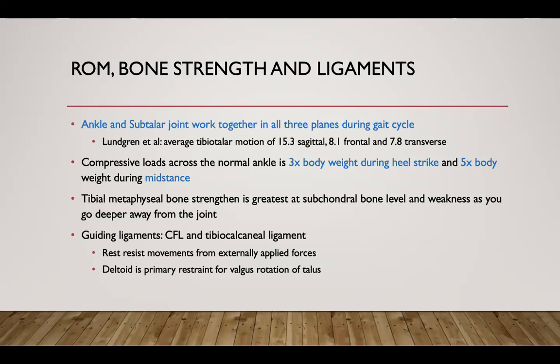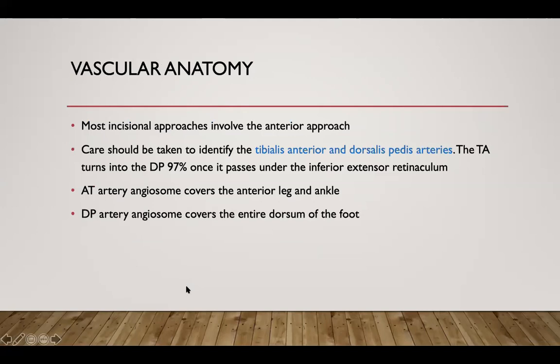The tibial metaphyseal bone strength is greatest at the subchondral bone level, and it gets weaker as you go away, so you have to keep that in mind. And then you always want to look at the CFL and the tibiocalcaneal ligament whenever you want to do a fusion or replacement and see how they're functioning. Most approaches, you're going to do an anterior approach. And when you do an anterior approach, you just have to look out for the tibialis anterior and dorsalis pedis arteries.